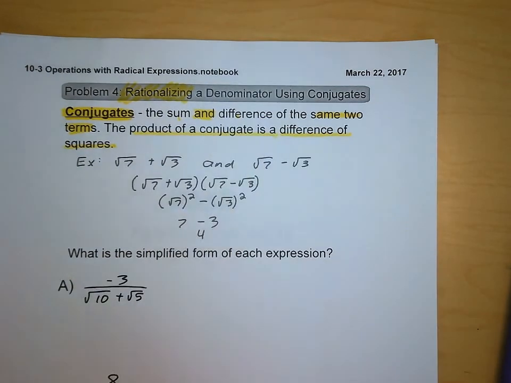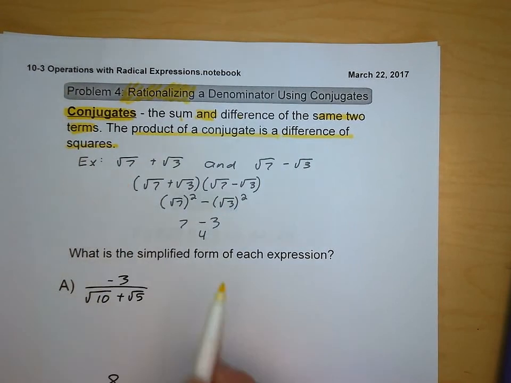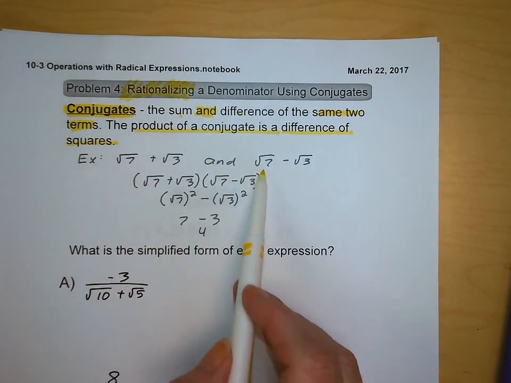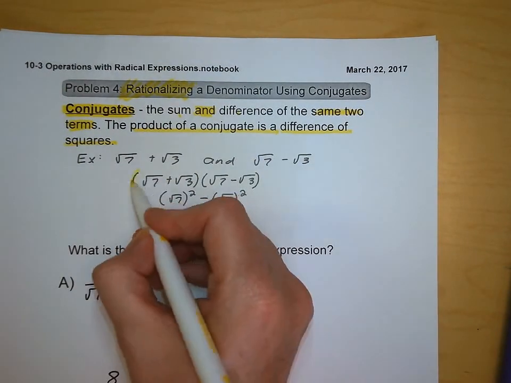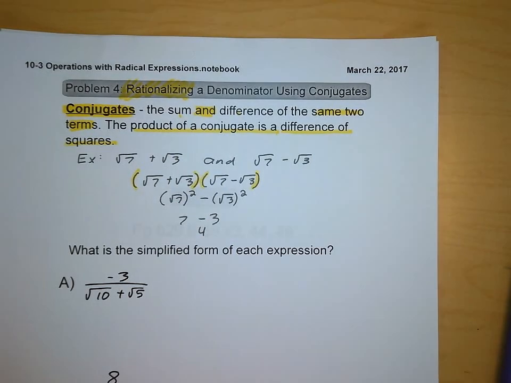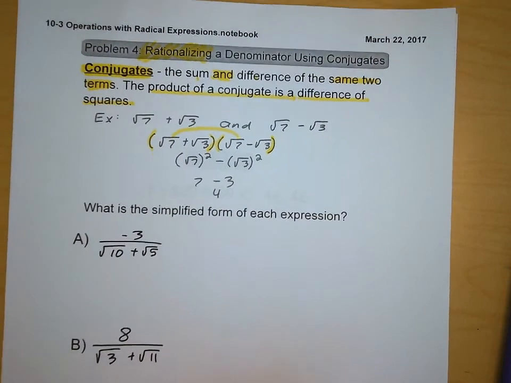So remember how when we dealt with the difference of squares with factoring, we're doing the same thing here. So in our example, the square root of 7 plus the square root of 3 and the square root of 7 minus the square root of 3 are conjugates. They will simplify to the difference of two squares. So it's 7 minus 3, which is 4 when we multiply them together. Okay, so let's take a look. Let's just work on a couple of these.